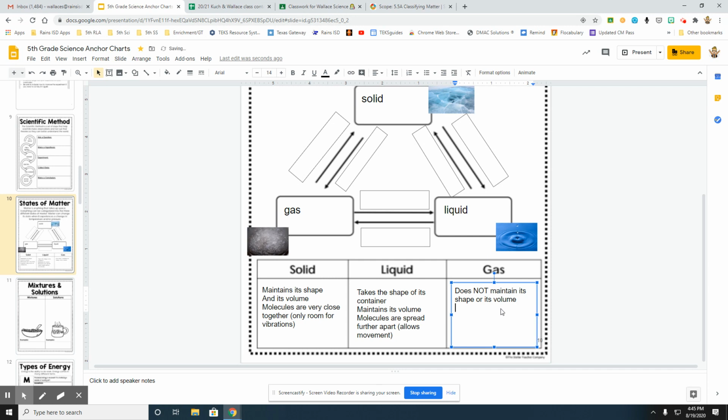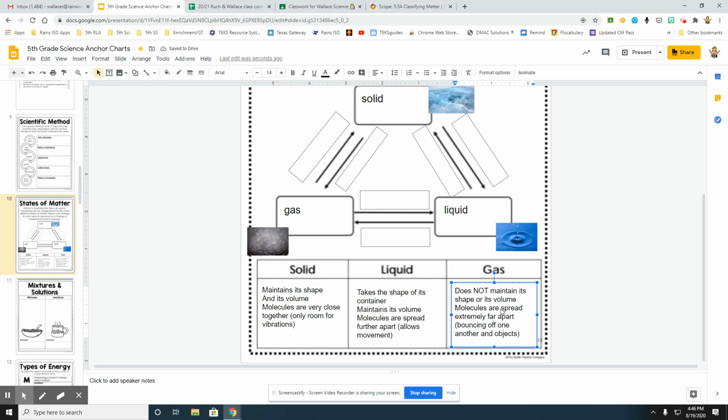So if we were to look at the molecules of a gas, molecules are spread extremely far apart, bouncing off one another. So there's lots of movement going on here. They're bouncing off one another and objects. And so they're spread extremely far apart.